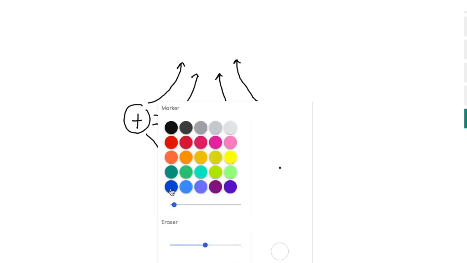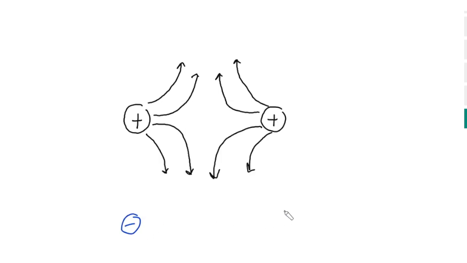What would a positive do? A positive would attract away from here. All right, and a negative would just do the same exact thing, same exact field lines, but now that asymptote comes in.